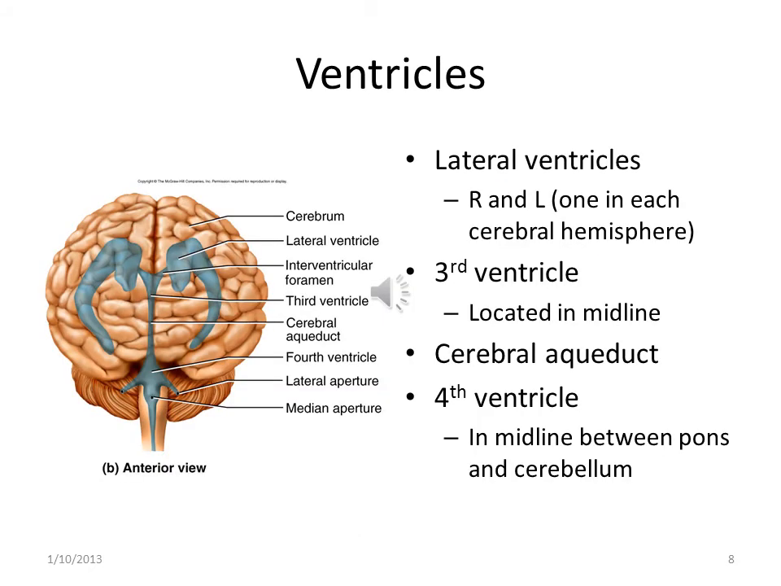This picture shows an anterior view of the brain, and you can see here the right and left lateral ventricles, one in each cerebral hemisphere, the third ventricle in the center, and the fourth ventricle right in front of the cerebellum. The third and fourth ventricles are connected by a tube called the cerebral aqueduct.